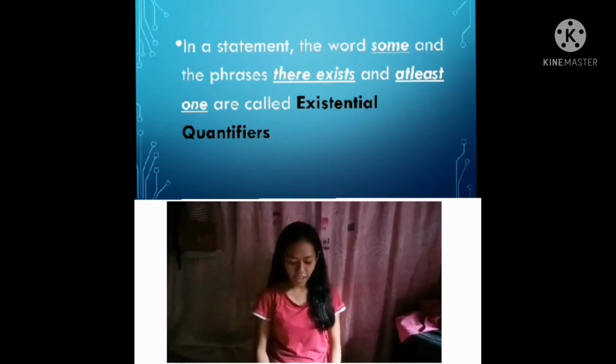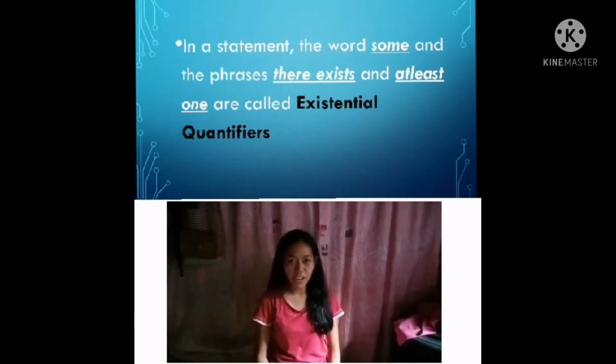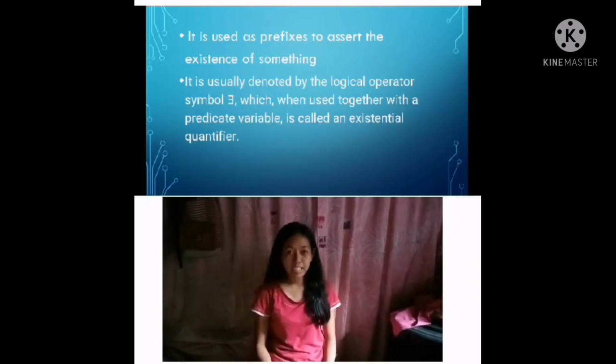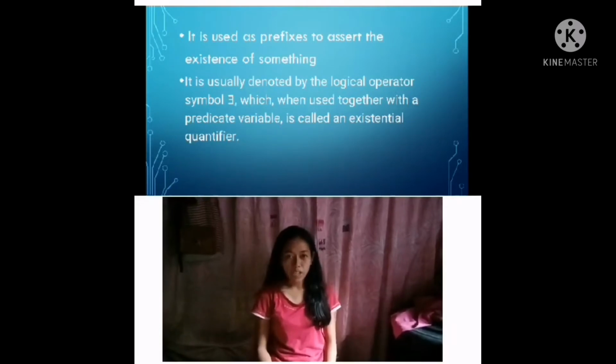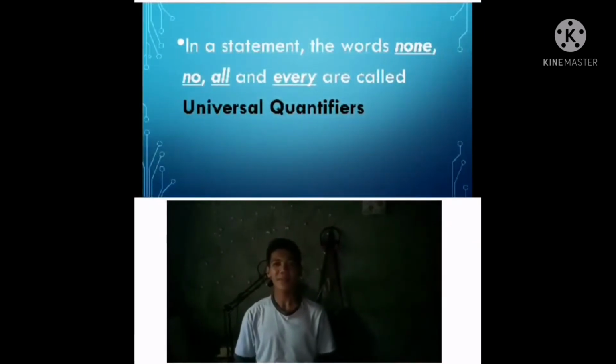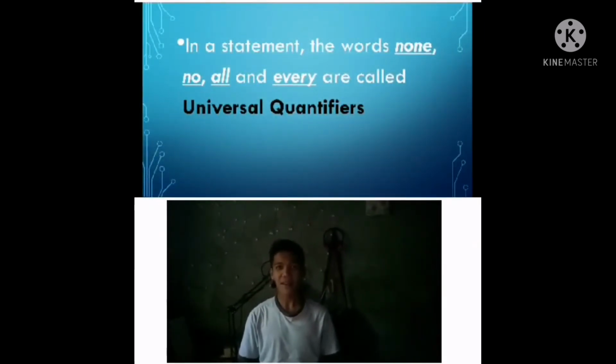In a statement, the word some and the phrases there exists and at least one are called existential quantifiers. It is used as a prefix to assert the existence of something. It is usually denoted by a logical operator symbol, which, when used together with a predicate variable, is called an existential quantifier.